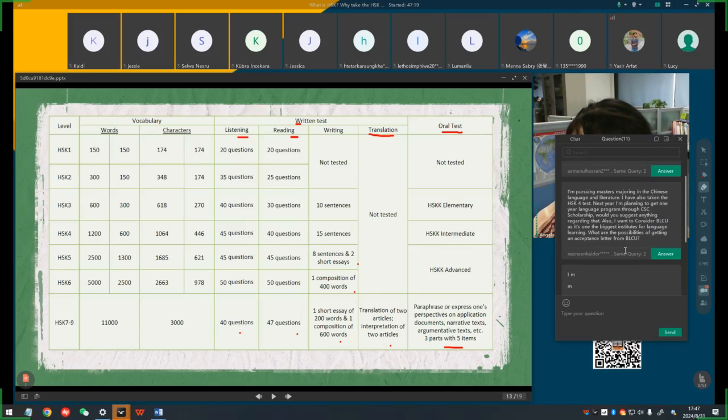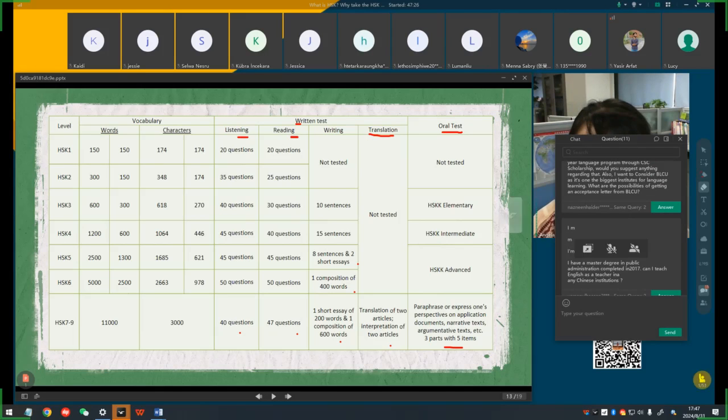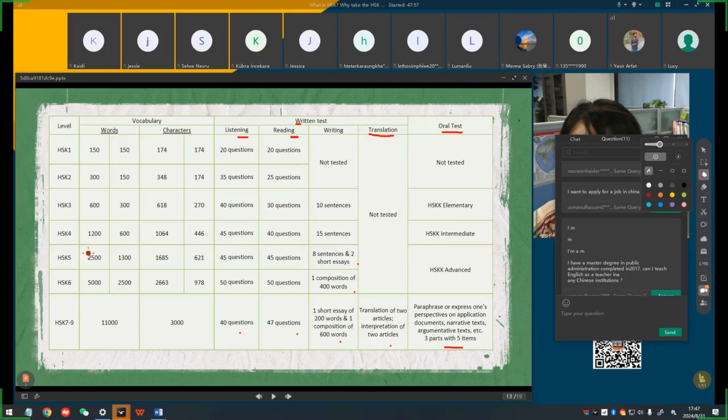The next question is quite long, so maybe you can send me a message later so I can answer you. Usually, as I said, if you want to apply for a university or scholarships, they will require HSK 4 or plus, depending on different universities and their policies. So you need to check which university you want to apply for and check their requirements. I think HSK 3 is the lowest requirement for them, and HSK 4 plus for the scholarships.